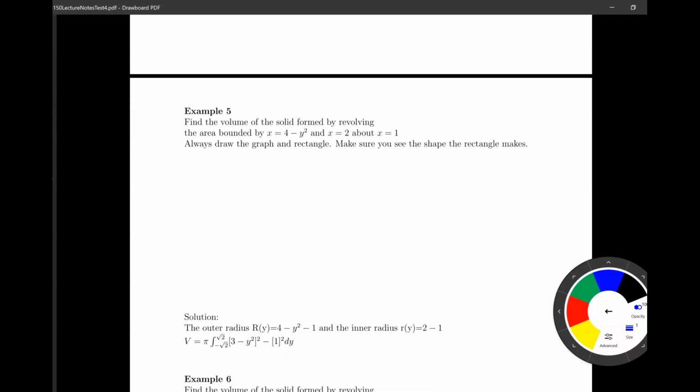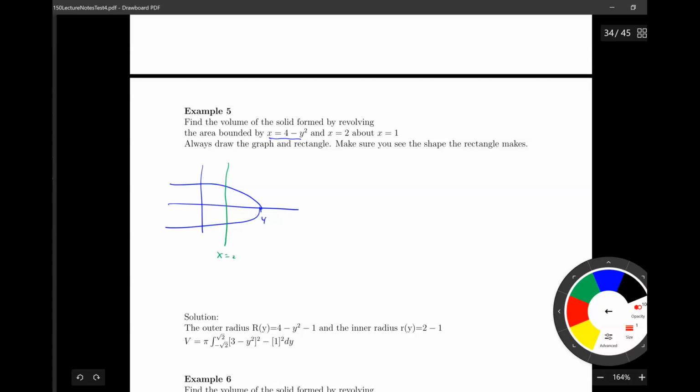All right, let's continue on. So now we're going to take this x equals 4 minus y squared. So here it is up at 4. X equal 2. And now I'm going to be revolving it around x equal 1. So this x equal 1 is the center. Okay. So my rectangle, which is perpendicular to the axis of rotation, spinning it around, so that's the center. So I see from here to here is the outside radius. I get a different color in here so I can see it, and that's my inside radius.